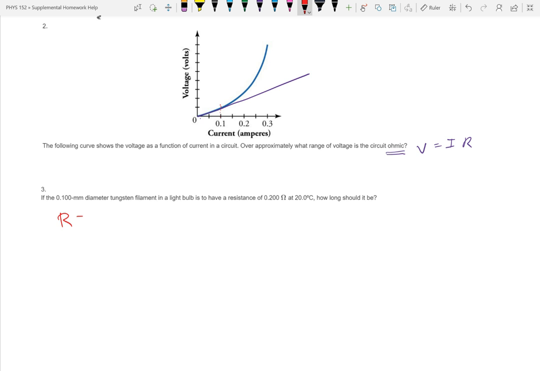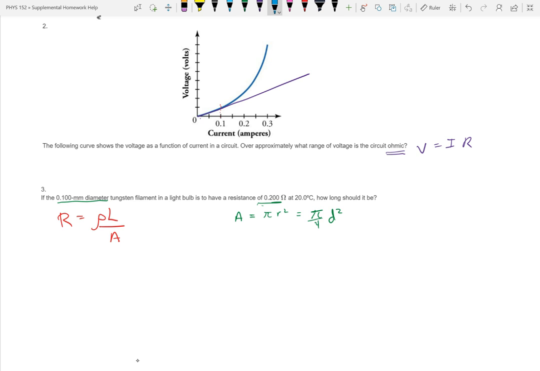resistance is equal to the resistivity times the length divided by the area. And so they gave us the diameter. What use is the diameter going to give us? For length. Area is pi r squared, or pi over 4 diameter squared. So we have the information we need for the area, and we have the resistance.